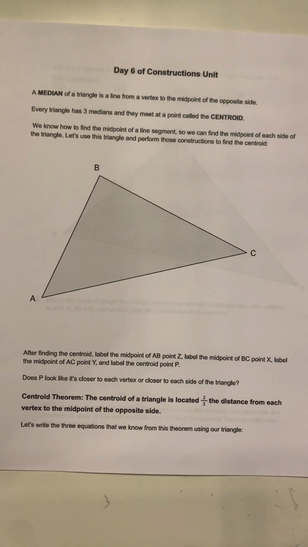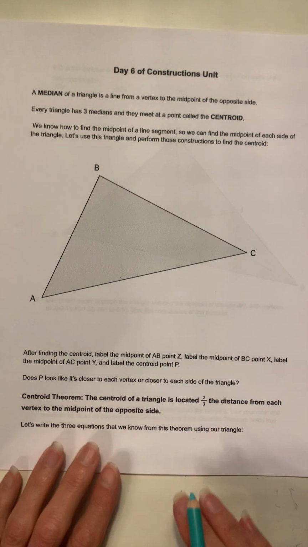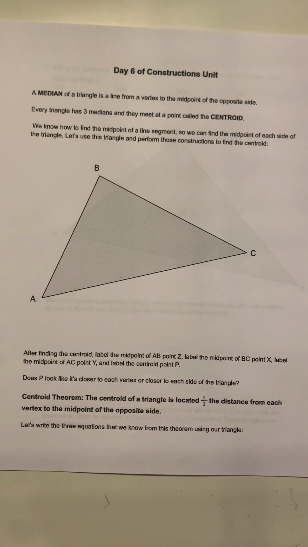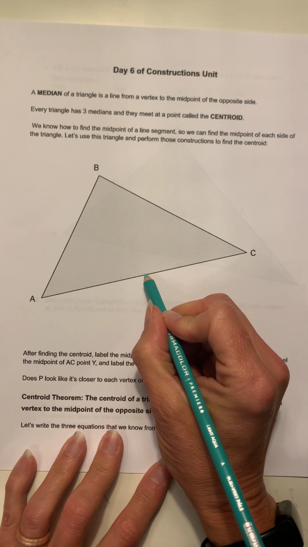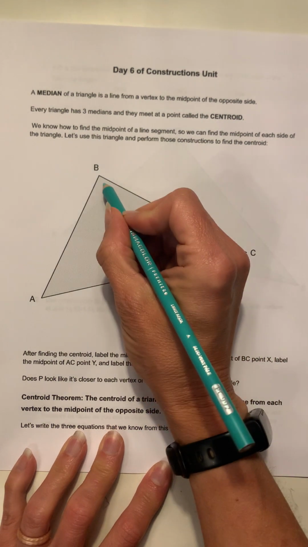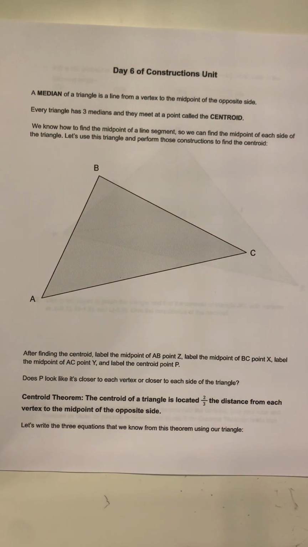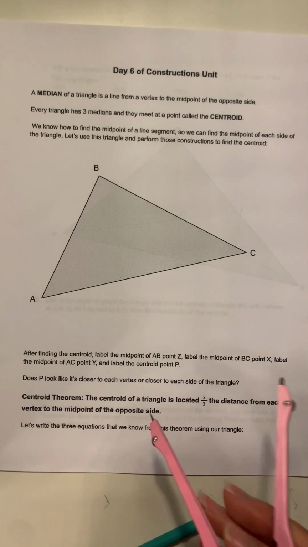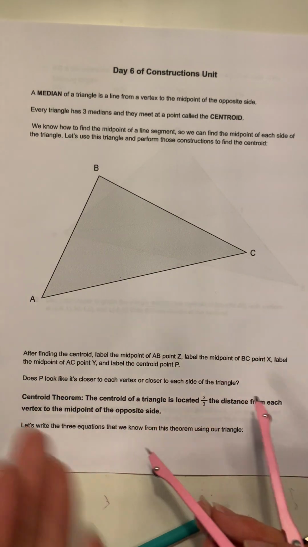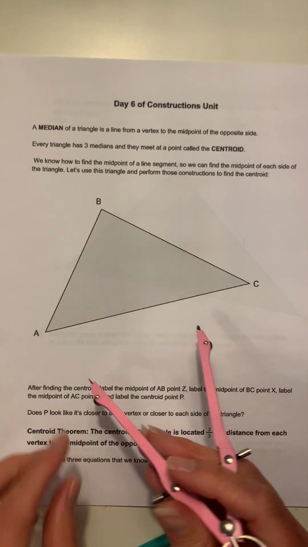Today, we're going to learn a new term called the centroid. So, what is a median of a triangle? Hopefully you guys remember this from earlier in the year. The median of a triangle is formed by connecting the midpoint of one side to the vertex of the opposite side. Now we know from working these constructions for the past week how to find the midpoint of a line segment. So we're going to find the midpoint of each side, connect those to the opposite vertex, and see what we end up with.